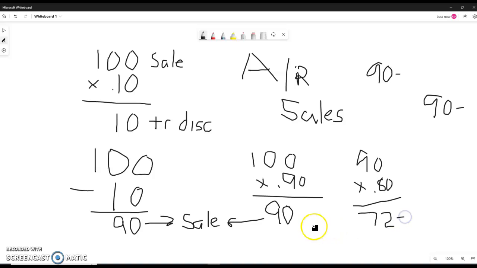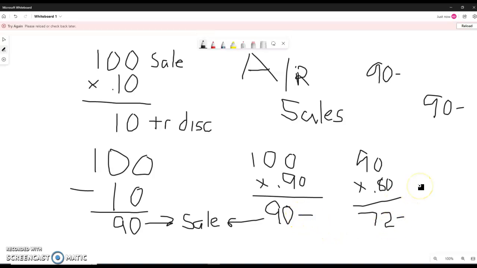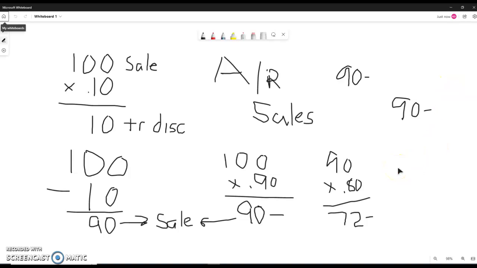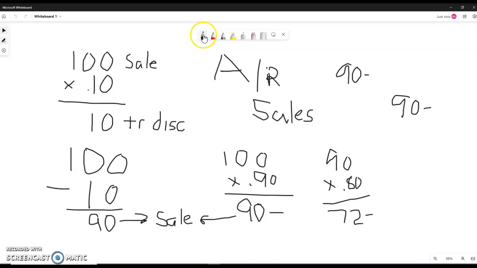So if there's a 2-step trade discount, you first get down to the first amount of the sale, and then you use that number and the second trade discount to get down to the final sale number. In this case, we would use the 72 as the number for our journal entry. Okay.